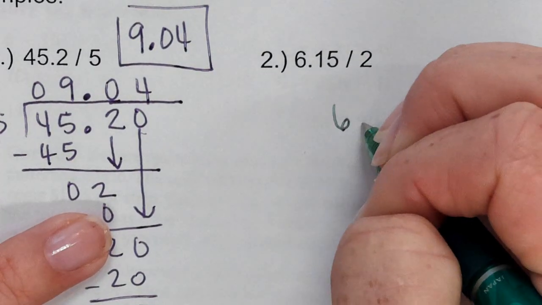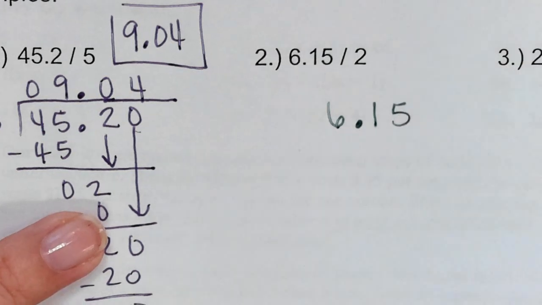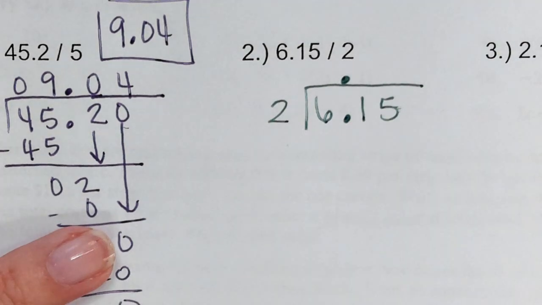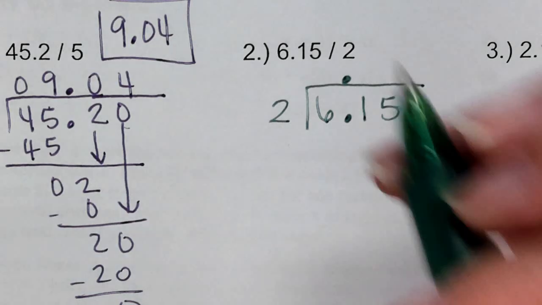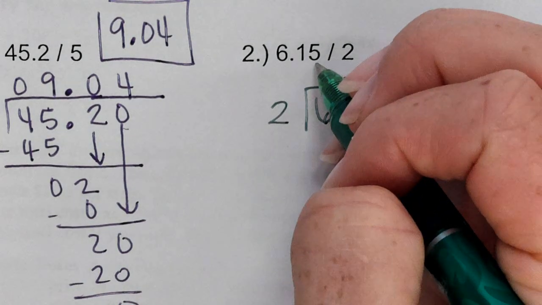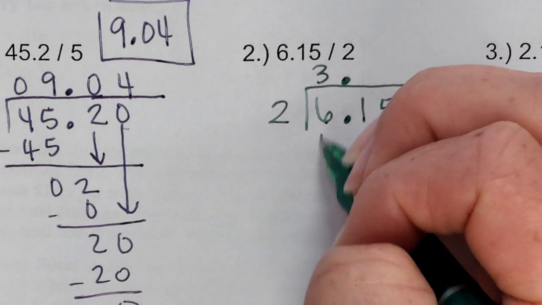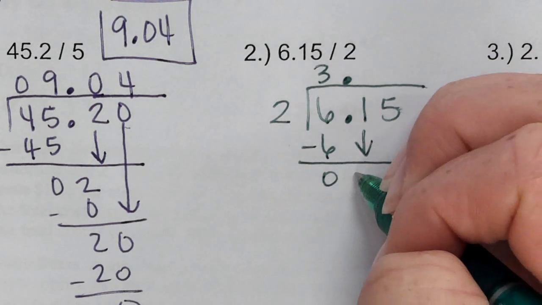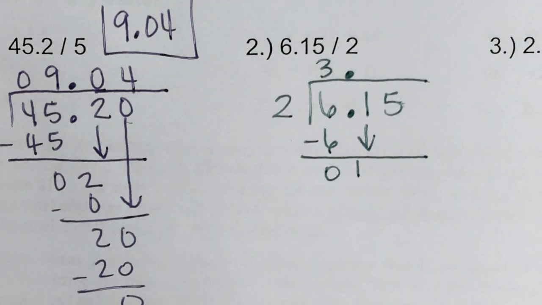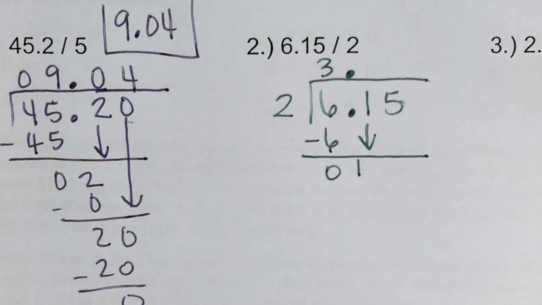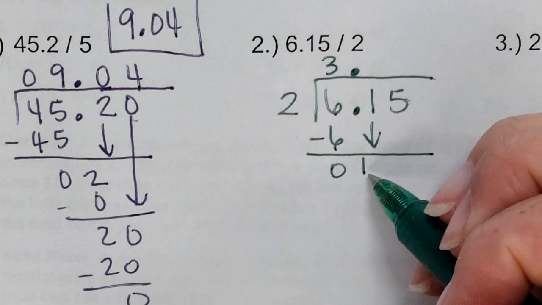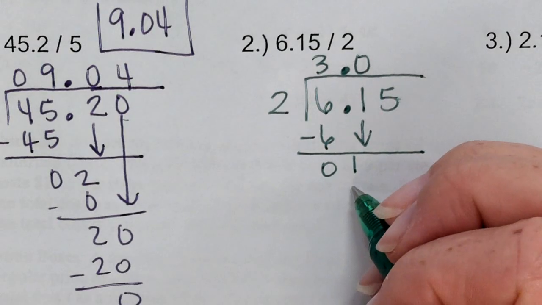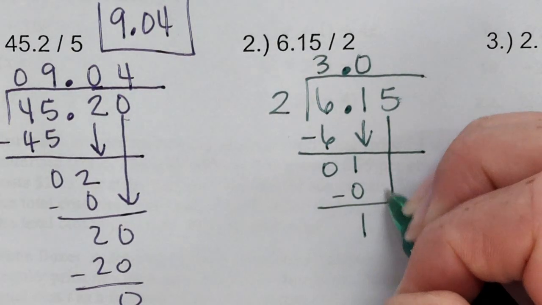6.15 goes inside. Again, I'm writing a little bit bigger and spaced out. I'm going to go ahead and bring my decimal up. Can 2 go into 6? 3 times. 3 times 2 is 6, and I subtract. I now bring down the 1. I don't get to bring anything else down until I've put a placeholder and asked myself if it can go into it. Can 2 go into 1? No. So I put, no it can't, it goes in 0 times. And 0 times 2 is 0. And now I get to bring the 5 down.